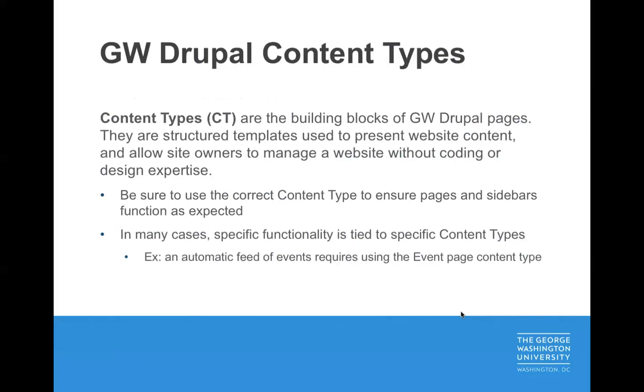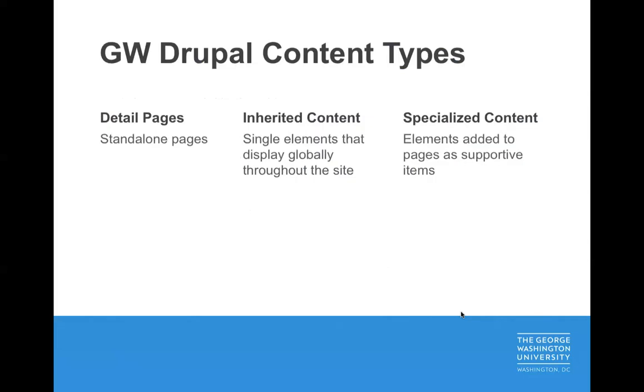So knowing that that event page content type is also going to then give you the ability to have a feed that you might want to have on your home page. So the content types can be categorized into three categories.